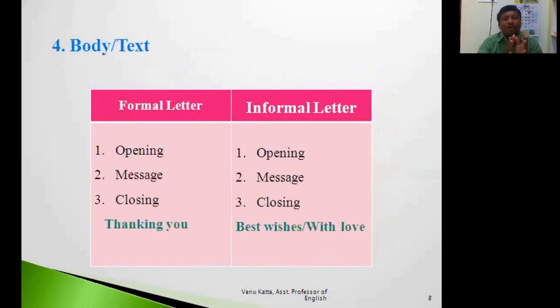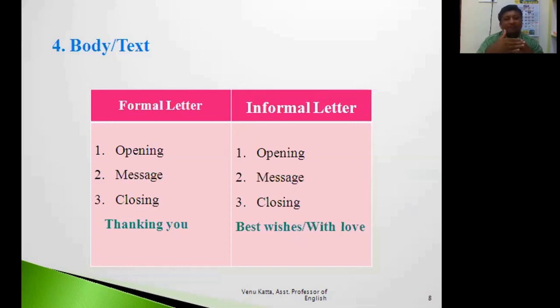Next, body or text. This is a very important thing in writing a letter. In a formal letter or informal letter, there are three major parts in the body of the letter. The first one is the opening of the text. In these opening lines, we have to write about the problem or the subject. Why are we writing this letter? Because it is a formal letter, we have to introduce, we have to brief about the letter in one line or two lines. One line is enough.